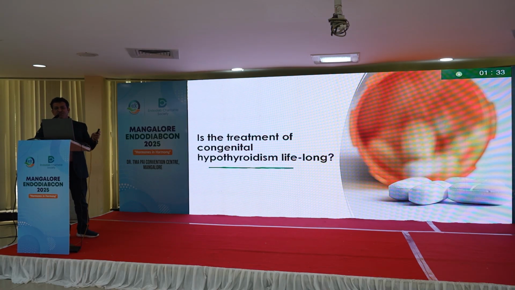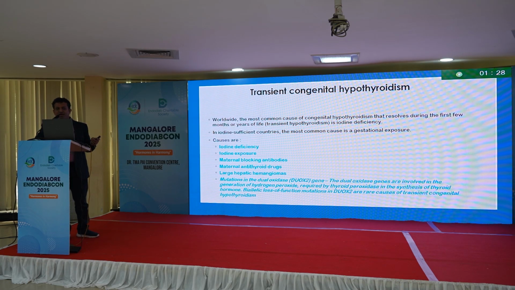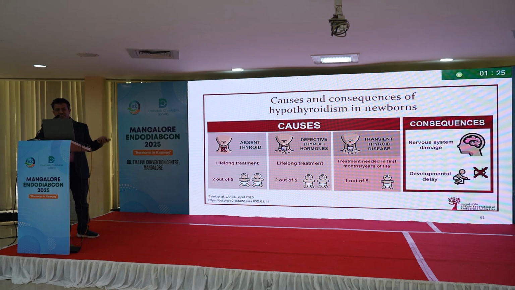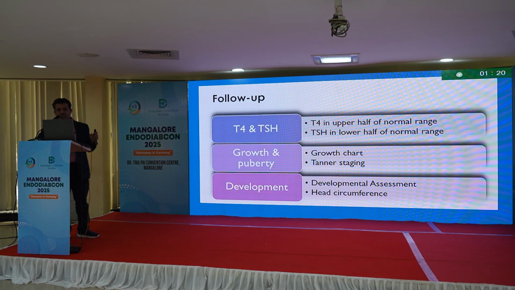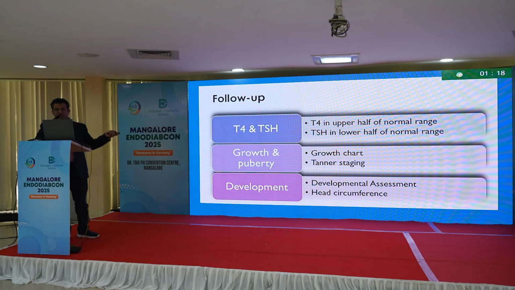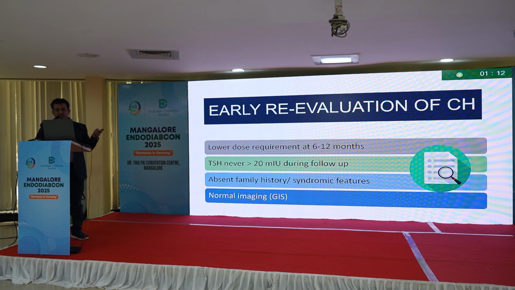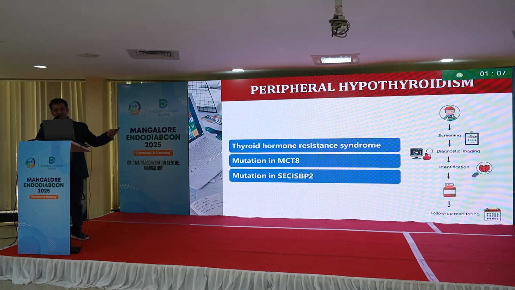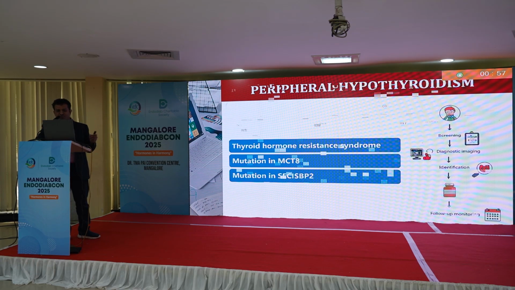Last question, whether it is lifelong. Everybody will ask you this question. You should understand some conditions are transient, some conditions are permanent, and for permanent conditions, remember to tell them about development delay and neural damage, and height is one, preferably benefited by growth. Follow up with growth chart, Tanner staging, and development is always indicated. Early reevaluation is often required when you have an absent family history, normal imaging, and lower dose requirement at 6 to 12 months. And back to my diagram, when you see simple things, you do simple tests, but for complicated things, you should do genetic testing. Some genetic tests I have described, I have not done so far, but are required, so take assistance of your genetic colleagues.